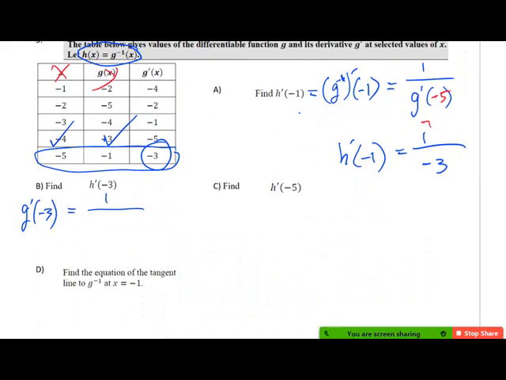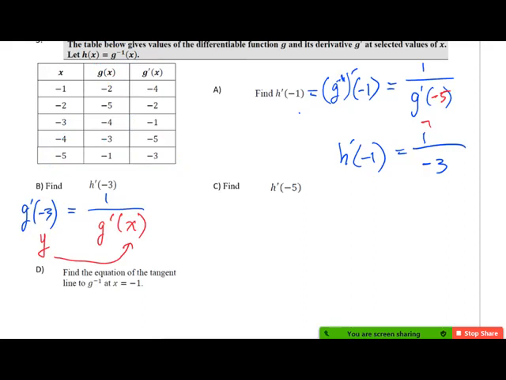It's going to be 1 over, and I'm going to color code this one a little bit differently, G prime of X, but it's not the same X as -3 because -3 is actually the original Y, and we have to find the X that is associated with the Y. Well, when Y is equal to -3, we go here to the table, and when Y is -3, then X is -4, and the derivative of G of X is -5.